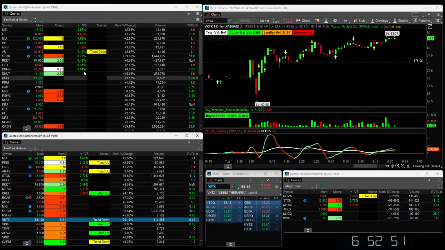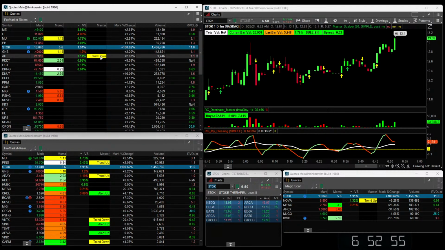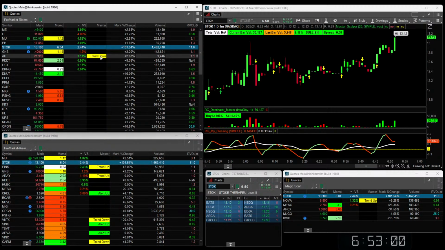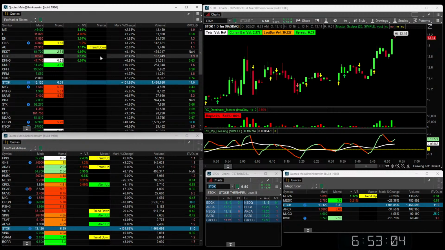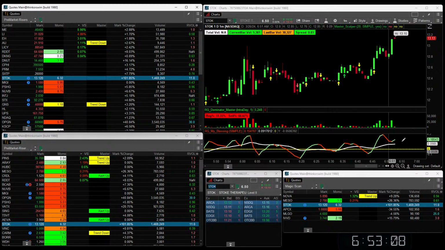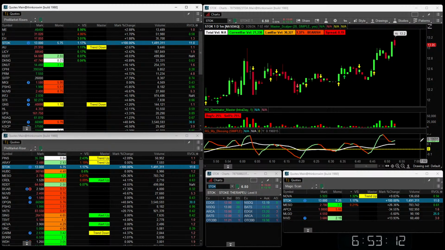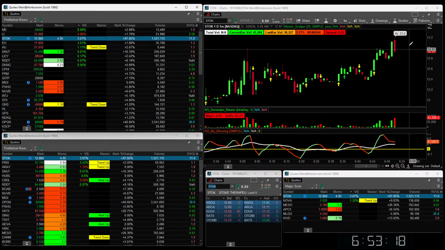Seeing a little bit of green coming in. They're moving, but they're not spiking at all. STOK moving again. We are above yellow. We may trend up for a little while. Pull back, trend up, pull back, trend up. I can get in on a dip here.